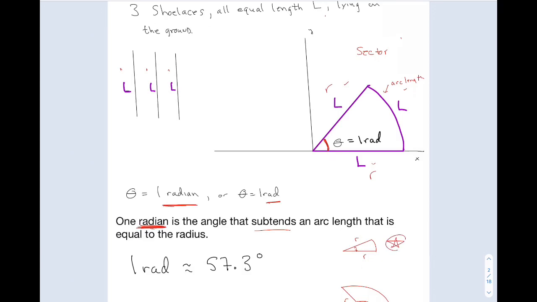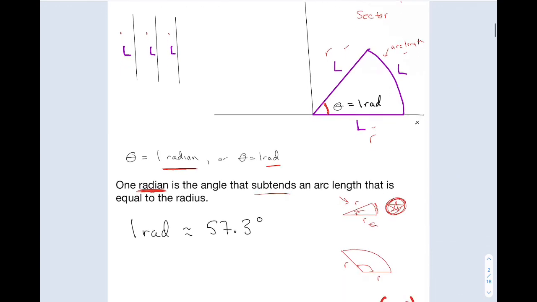So for example, if I have a little angle like this, or a little sector here, this radius is big, this arc length is very small. That angle would not be a radian. This one here, you have a radius here, there's the radius, that arc length is huge. So that arc length is not equal to the radius.